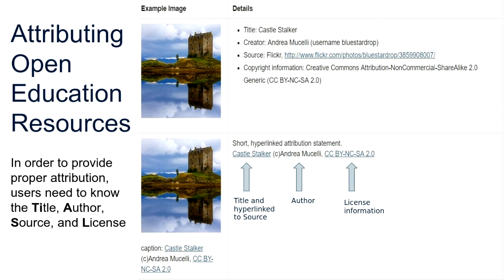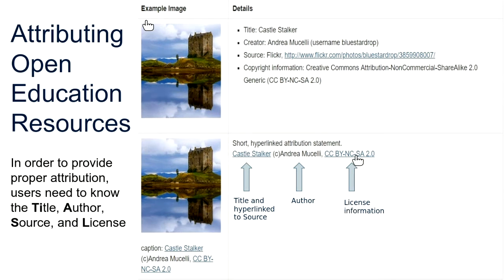So here's a couple examples coming from Flickr. This was an image at the top. The title is Castle Stalker. The creator is Andrea Muselli, with their Flickr username Blue Star Drop. The source is just a link to the image on Flickr, and then the metadata for that image shows that they're using a Creative Commons Attribution-NonCommercial-ShareAlike license. So it can be a short hyperlinked attribution statement. Castle Stalker, the link there goes back to the Flickr image, the author, and then the license information.